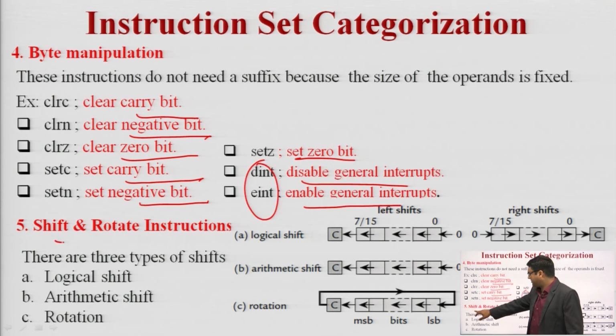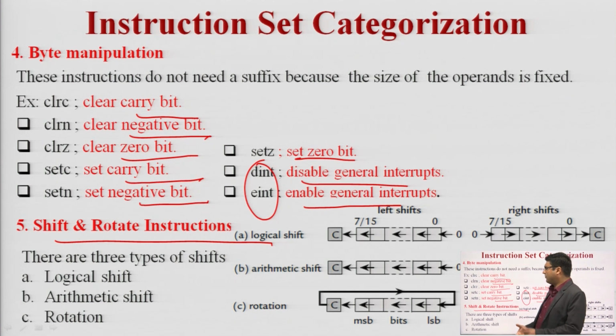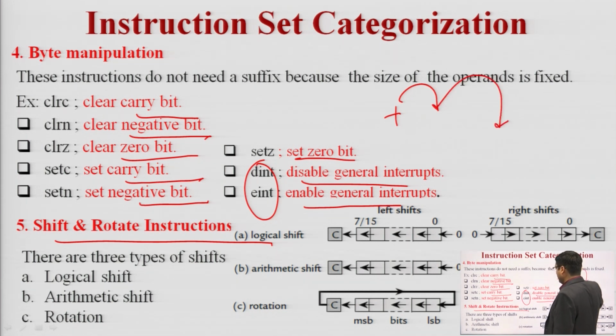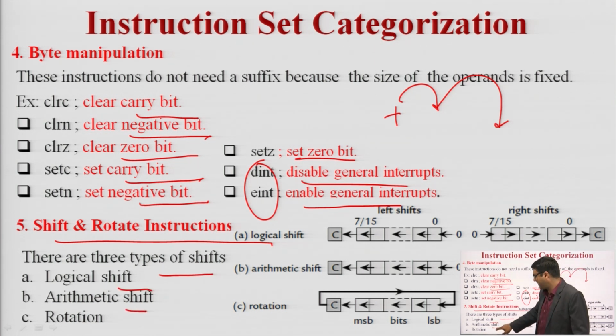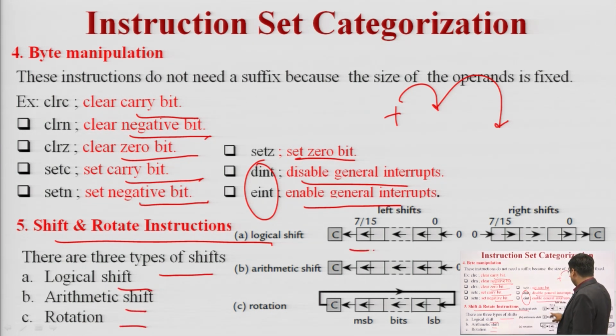Another category is the shift and rotate instructions. What is the difference between shift and rotate? In a shift we are shifting the values from one bit to another, but in a rotate instruction, in addition to the shifting, we are shifting in a periodic fashion. There are three types: logical shift, arithmetic shift, and rotation. Here this is the logical shift.